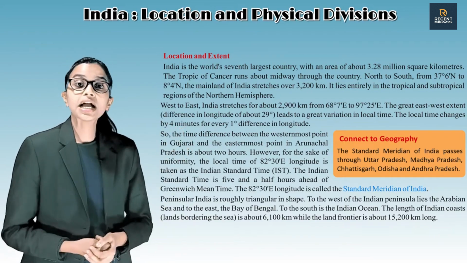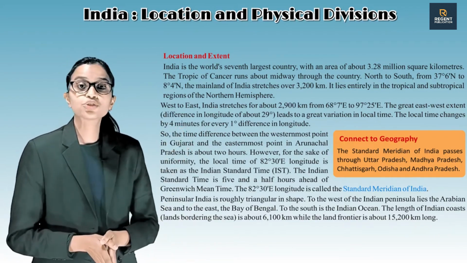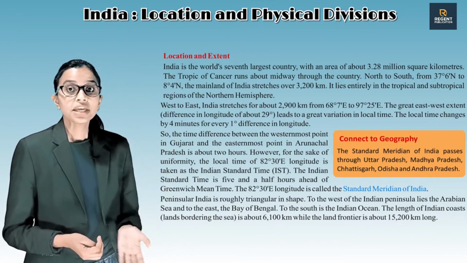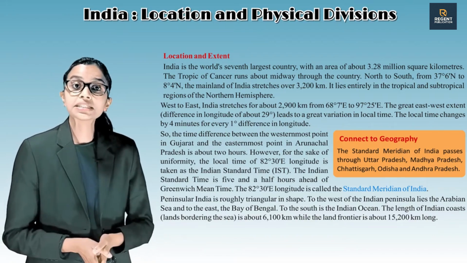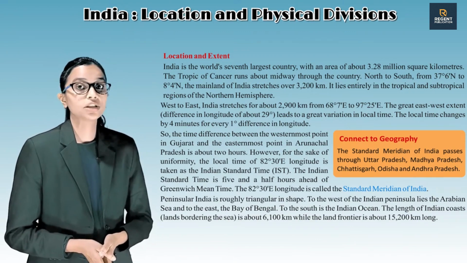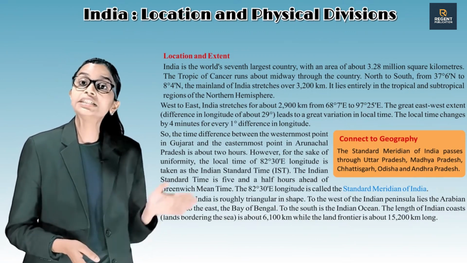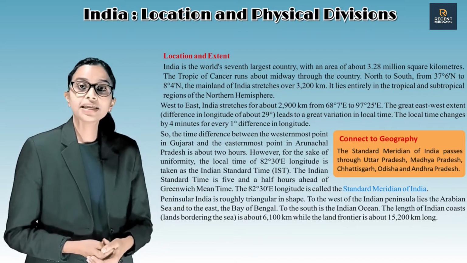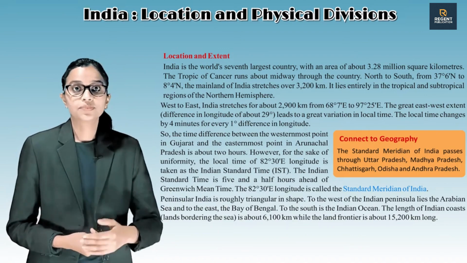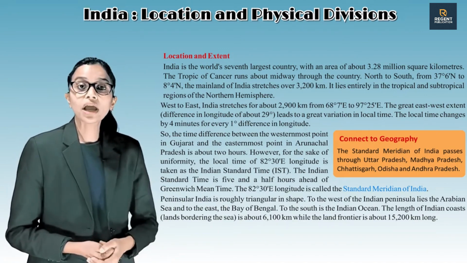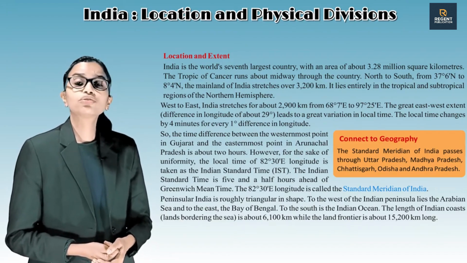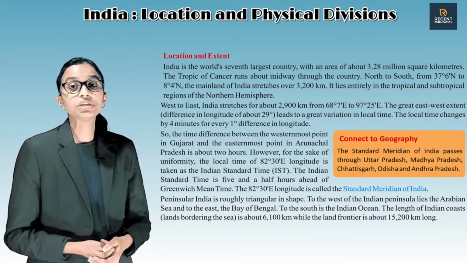Peninsular India is roughly triangular in shape. To the west of the Indian peninsula lies the Arabian Sea and to the east, the Bay of Bengal. To the south is the Indian Ocean. The length of the Indian coastline bordering the sea is about 6,100 km, while the land frontier is about 15,200 km long.